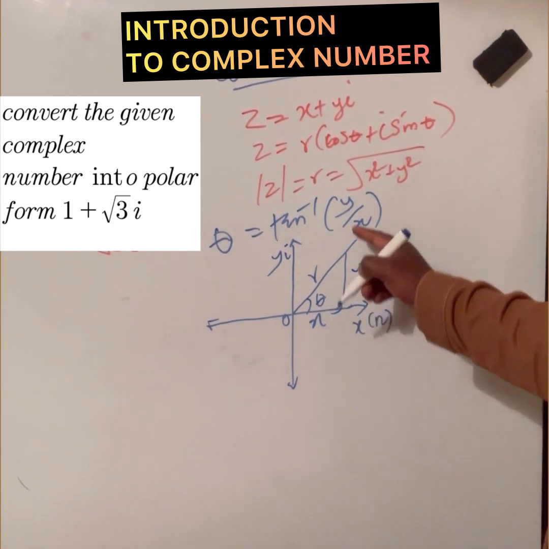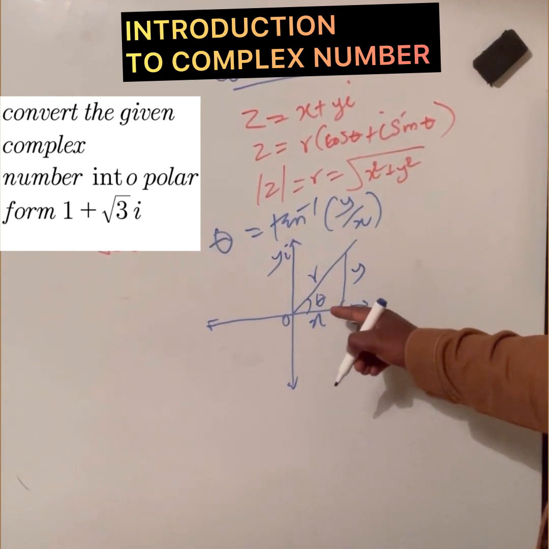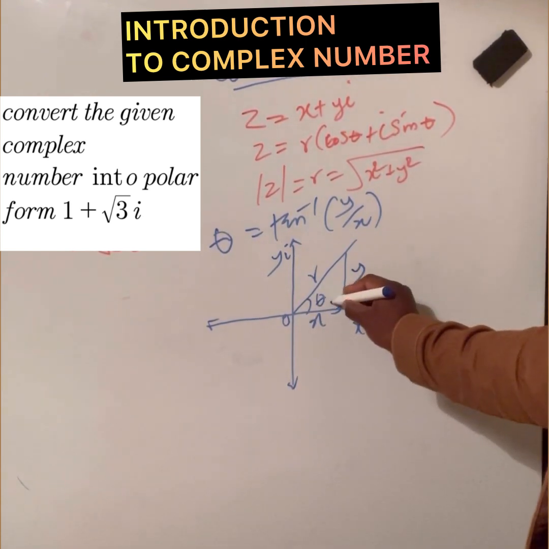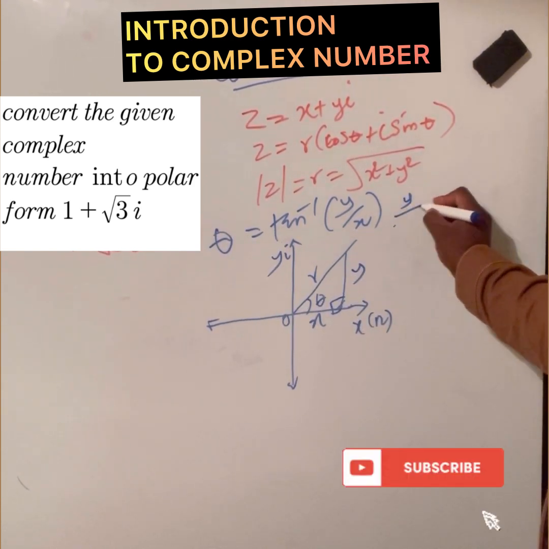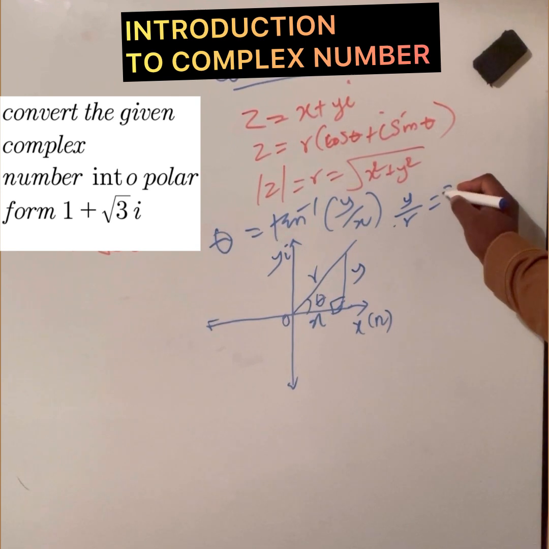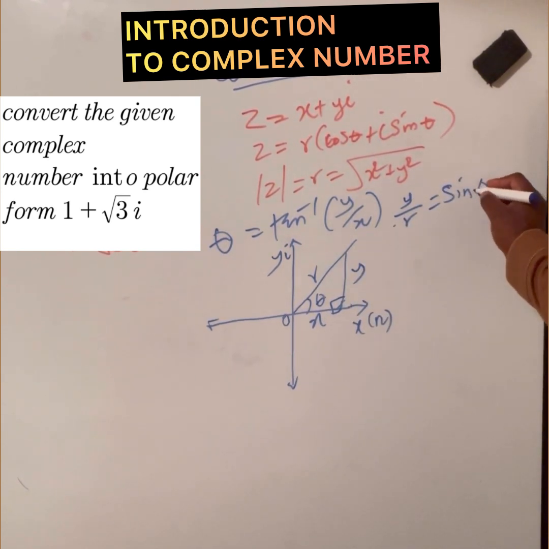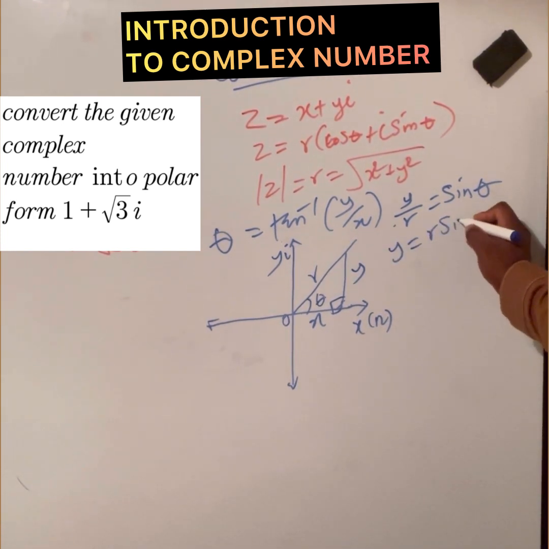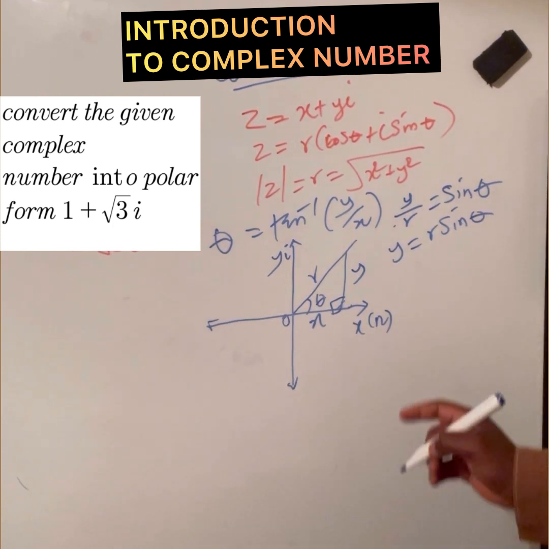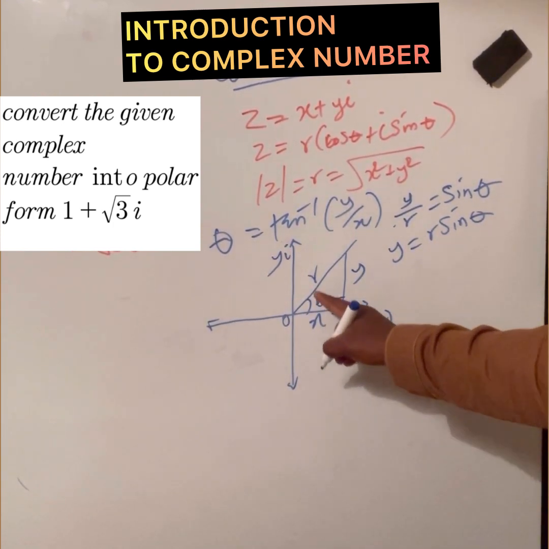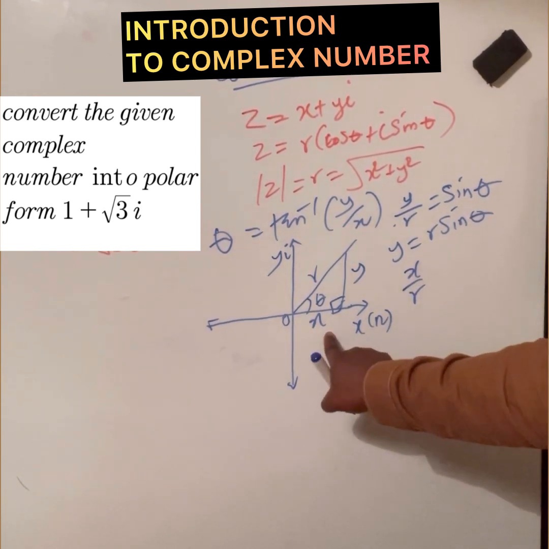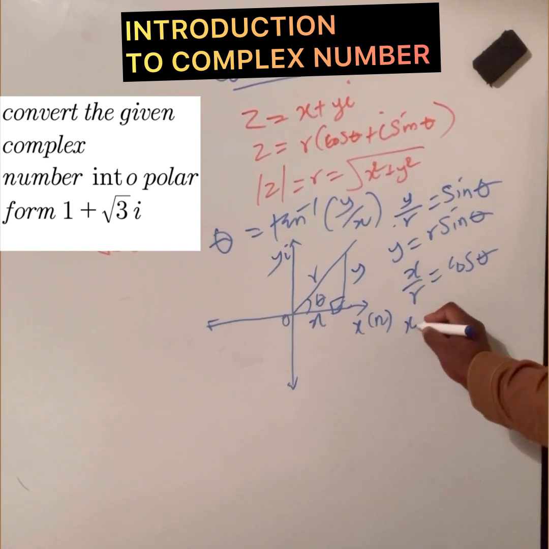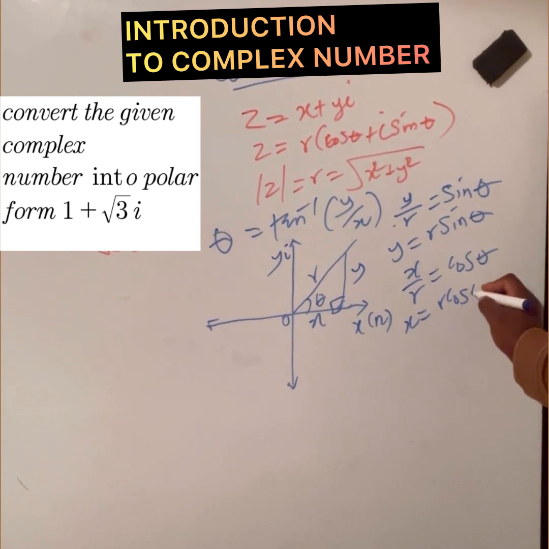Using trigonometry, this is a right angle triangle. Opposite over hypotenuse, y over r, is sine theta. We all know that. Making y the subject of the formula, y is equal to r sine theta. I'll do the same for x. x divided by r, adjacent over hypotenuse, gives cos theta. Making x the subject of the formula, x is equal to r cos theta.